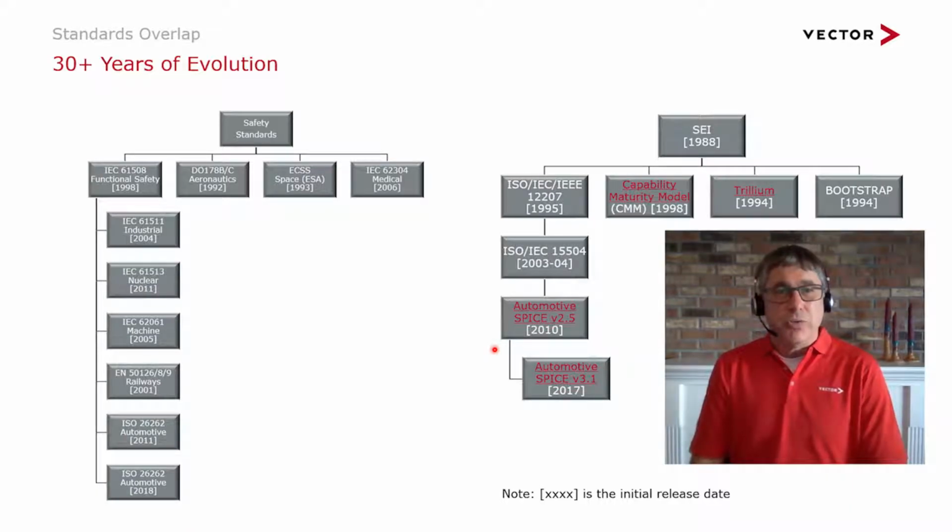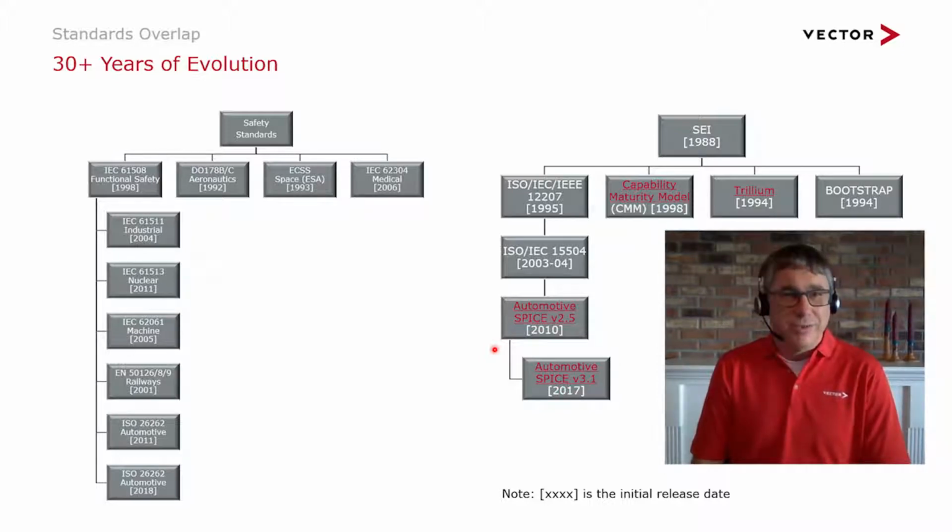On this slide I'm showing over 30 years of software development process evolution. On the left you can see the family history of the ISO 26262 standard, and on the right you can see the family history of the Automotive SPICE standard.